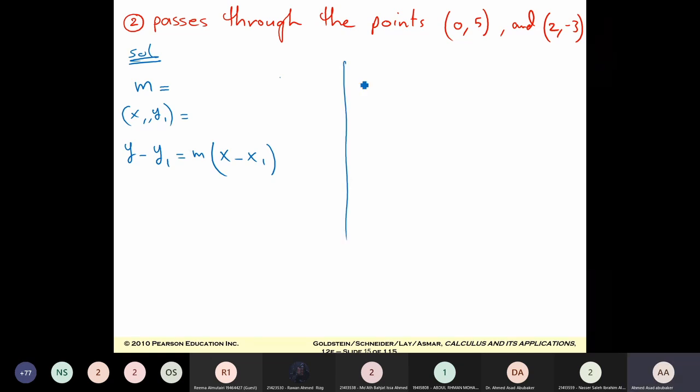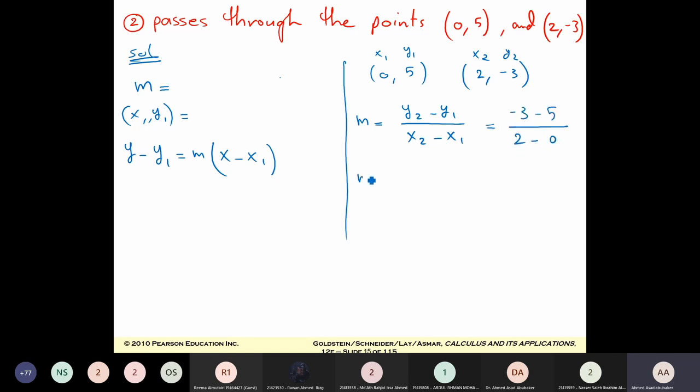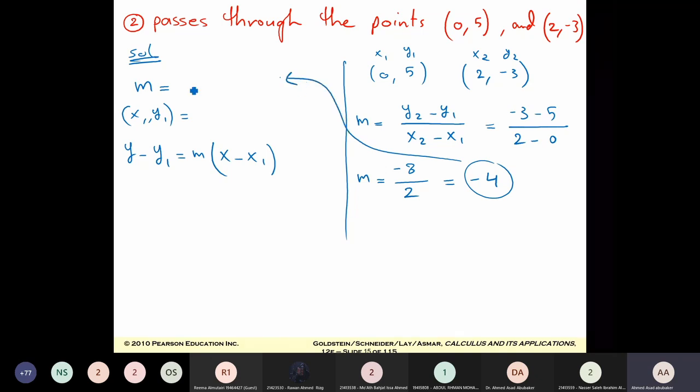Yes, we can find the slope by using the formula m equals (y2 minus y1) over (x2 minus x1), where this is x1, y1 and this is x2, y2. So we have (-3 minus 5) over (2 minus 0). So the slope equals -8 over 2, so we have -4. So the slope equals what? -4. The slope equals -4. And we can use any point, (0, 5) or (2, -3), no problem. We can use any point, okay?